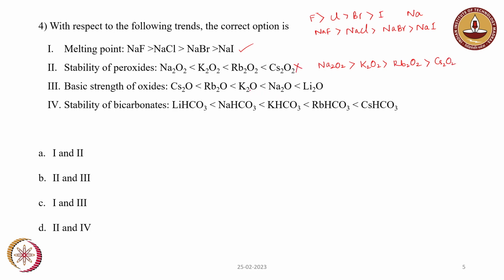And the next one is basic strength of oxide. We have already discussed a similar one where lithium preferred to form oxide. Then sodium also forms both peroxide and oxide. These three form only superoxide. So the order is right.